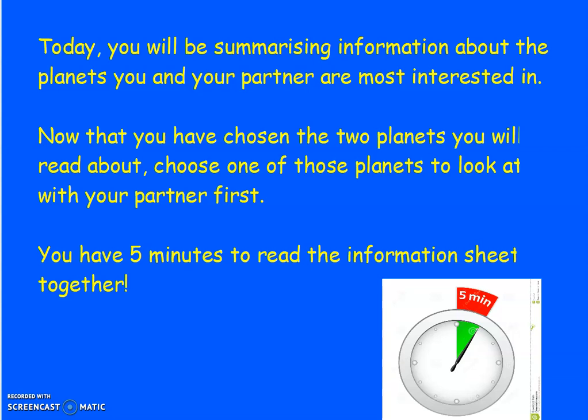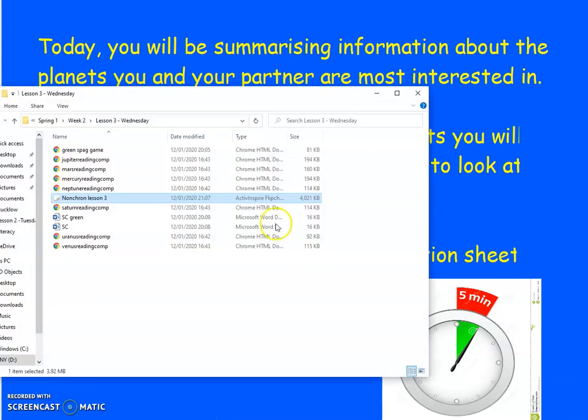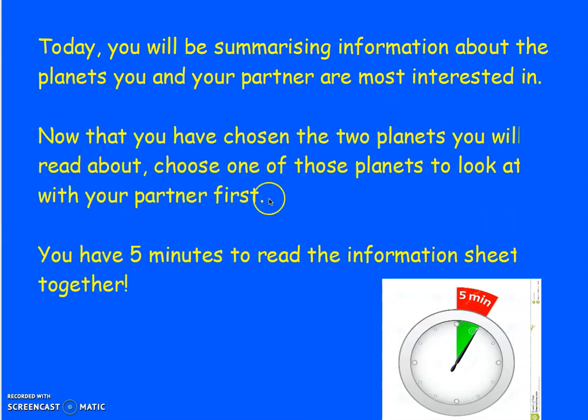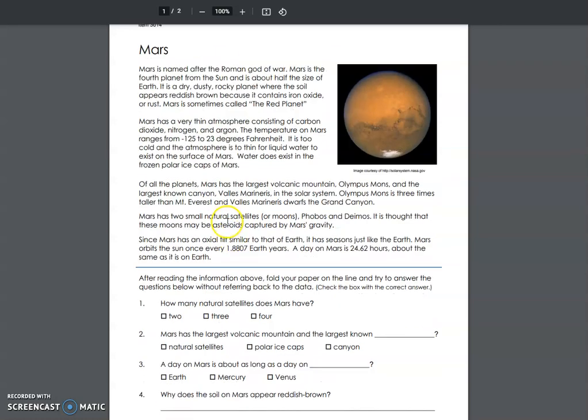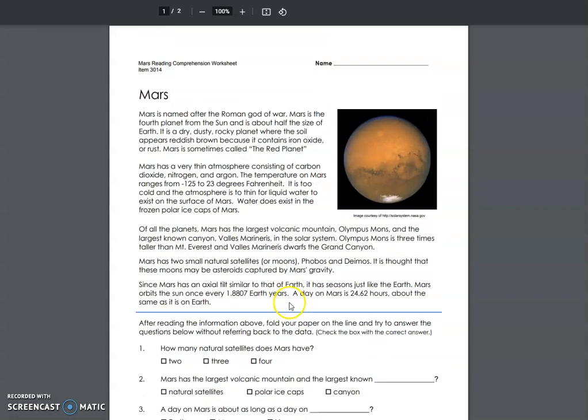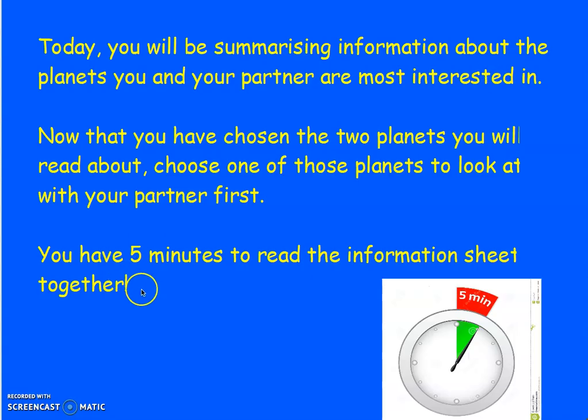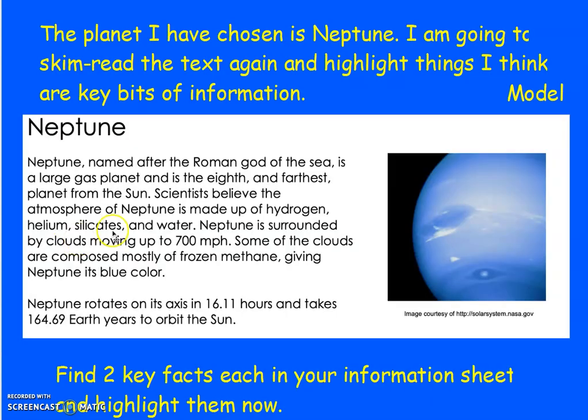Once you've chosen the two planets you're going to read about, in this case one partner will be doing, I don't know, Saturn, the other one might be doing Neptune. This time you're going to do both. I've got information sheets that I will load up for you now. So, for instance, let's say you wanted to do Mars. I'll open my Mars one up. Once you've done that, you're going to read through it very quickly. You've got some questions at the bottom, and you're going to summarise that sheet very carefully.